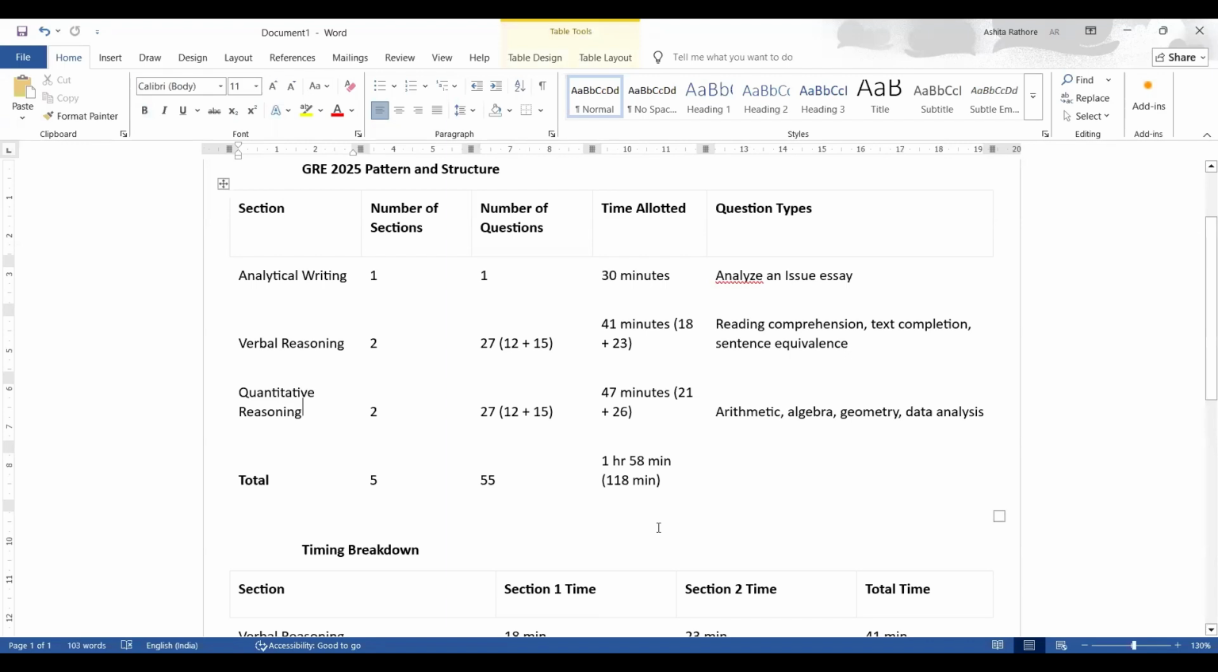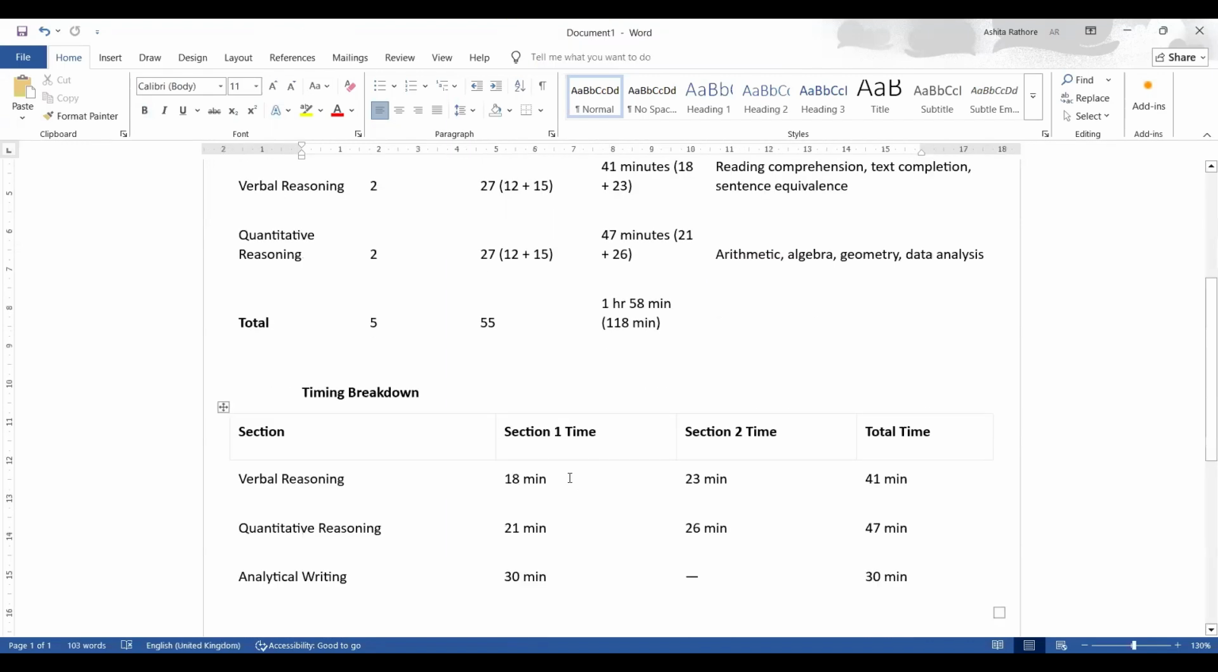I'll just show you here. In verbal reasoning, section 1 is again 18 minutes. You have 12 questions. Section 2, 23 minutes. You have 15 questions. Then in quantitative, you have 21 minutes in the first section, 26 minutes in the second section. Okay. Analytical writing, everything is fixed. But in these two, there are separate timings for this as well.